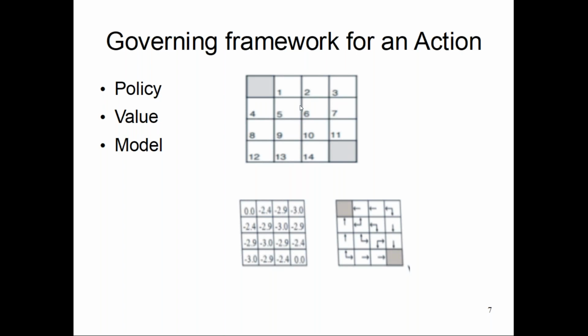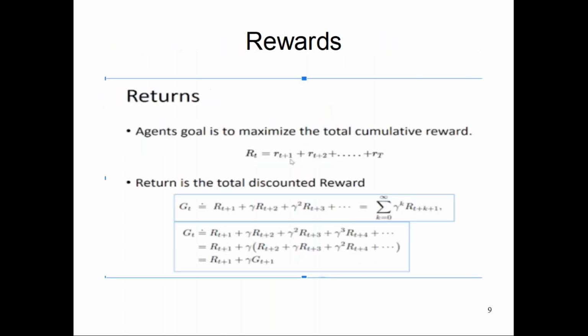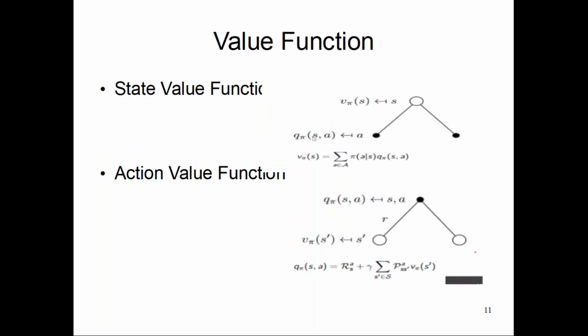Can you explain the value function? Okay, definitely. The state value function. Let's go slow here. This lighter circle is a state. That means from a state there is a possibility you may take two actions.